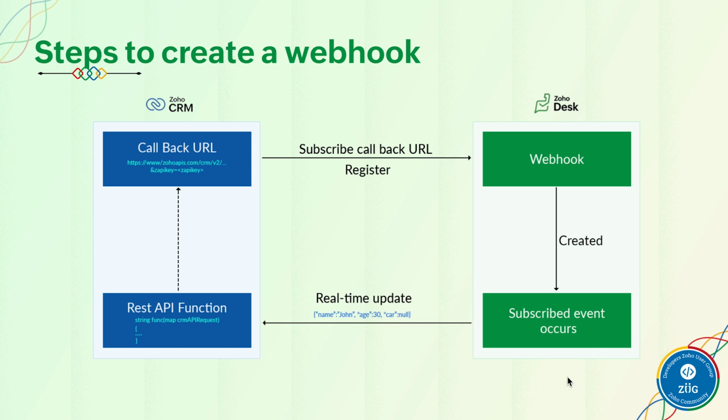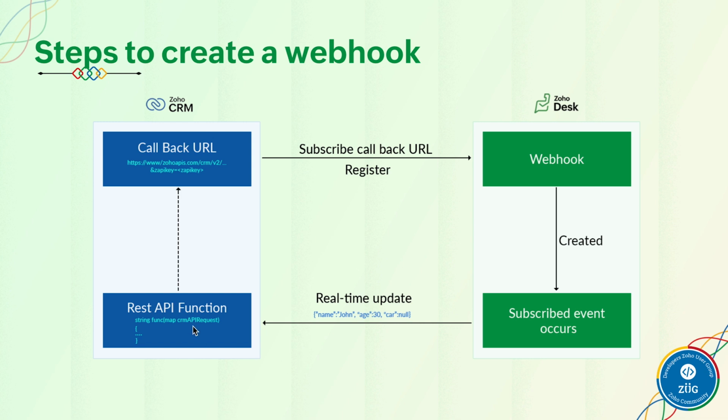Whenever the event that you've configured as part of the webhook occurs in Zoho Desk, that is, whenever a new contact is added in Zoho Desk, the real-time data regarding that contact will be posted to your REST API function. That is, it will be posted to the callback URL, which is essentially a REST API function. You will get the data in JSON format only, and the data will be posted to your function inside an argument called CRM API request. In the REST API functions in CRM, we will have an argument called CRM API request. That argument is what will receive this real-time data from Zoho Desk into CRM.